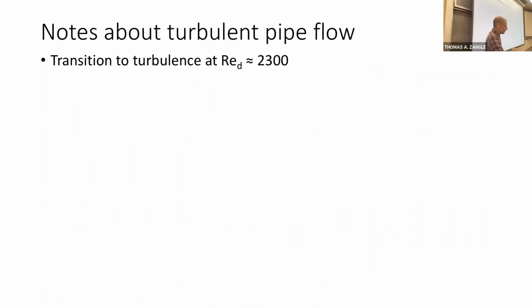So just a couple of notes about turbulent pipe flow. Again, the transition to turbulence is going to be at a Reynolds number based on diameter of about 2,300. Experimentally, we can see transition to turbulence at certainly a Reynolds number of 1,800, and with perfect conditions, it can be extended up to many thousands, even up to 10,000. But typically around 2,300 is what we'll use as our typical transitional Reynolds number.